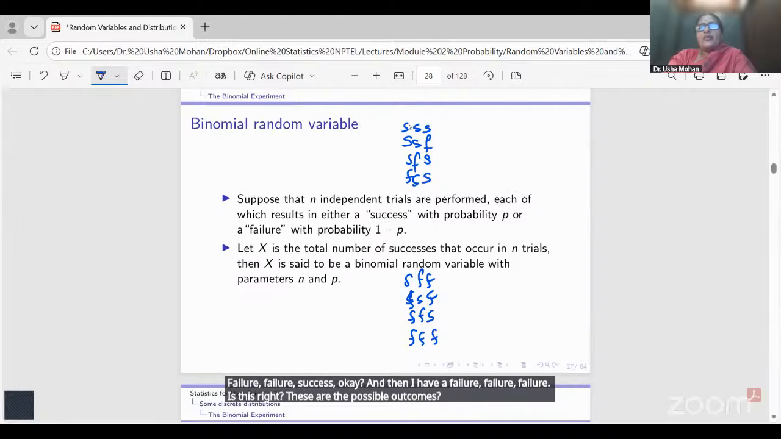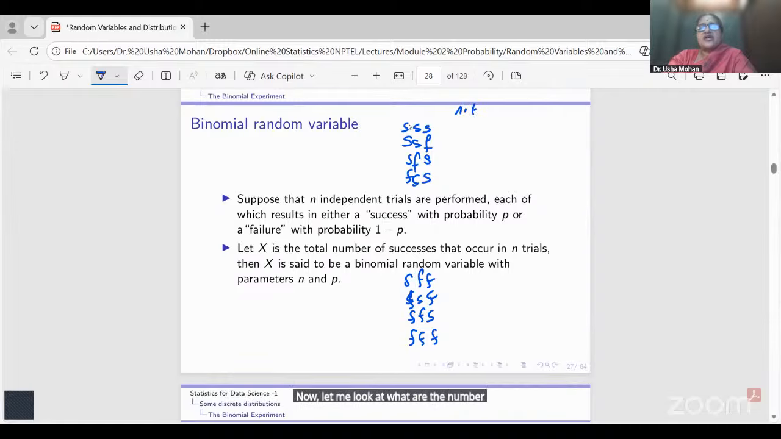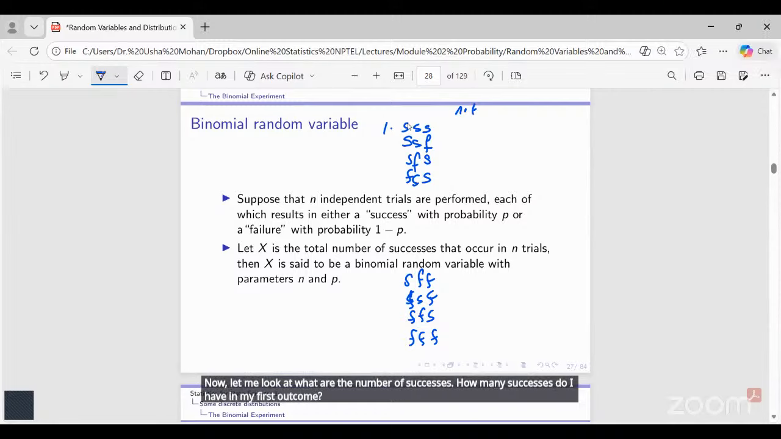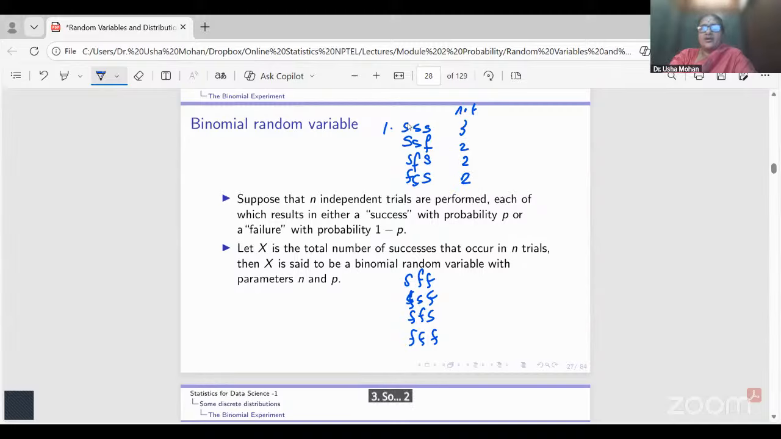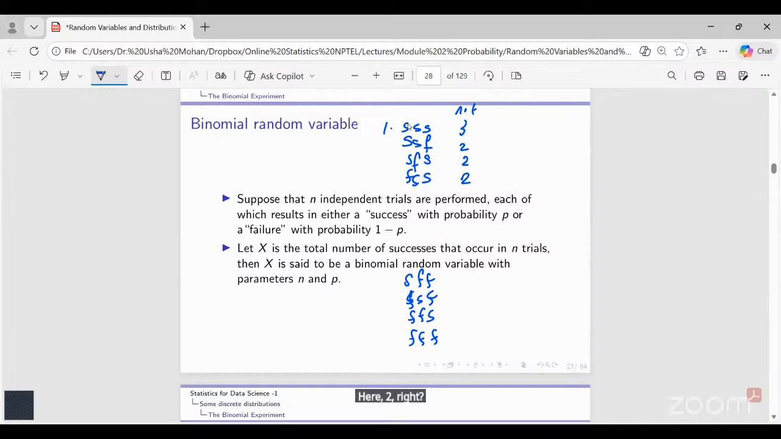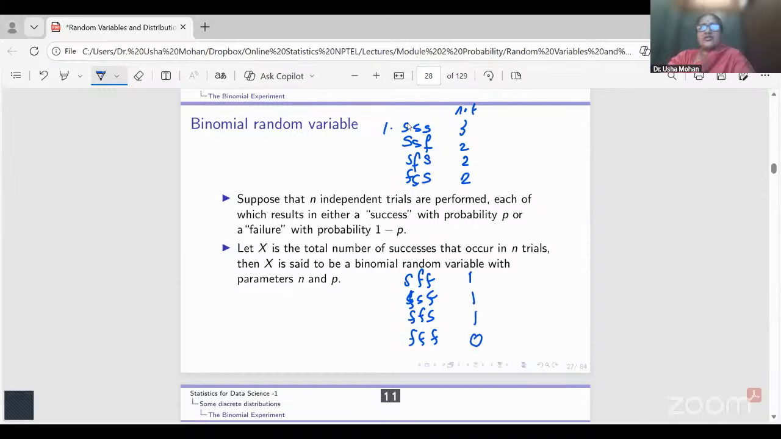Now let me look at the number of successes. How many successes do I have in my first outcome? 3. Here 2, here 2, here 2. Then here it is 1, 1, 1. Here it is 0. Now let me look at what the probability X is equal to i is.